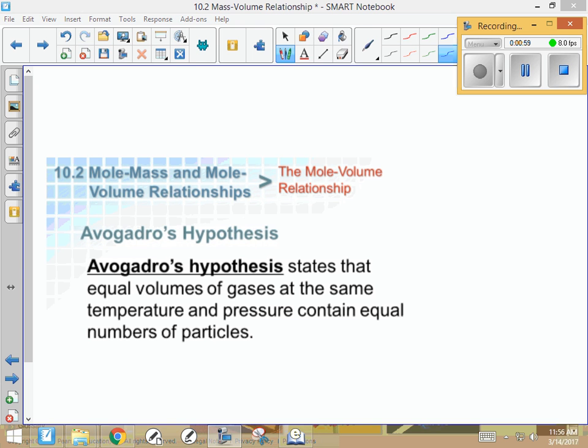Avogadro's hypothesis states, equal volumes of gas at the same temperature and pressure contain equal number of particles, okay? Regardless of what gas it is, if it has 10 particles, it'll have the same volume as another type of gas that has 10 particles. If the temperature and pressure are the same, then the volume of 1 mole of any kind of gas is the same.